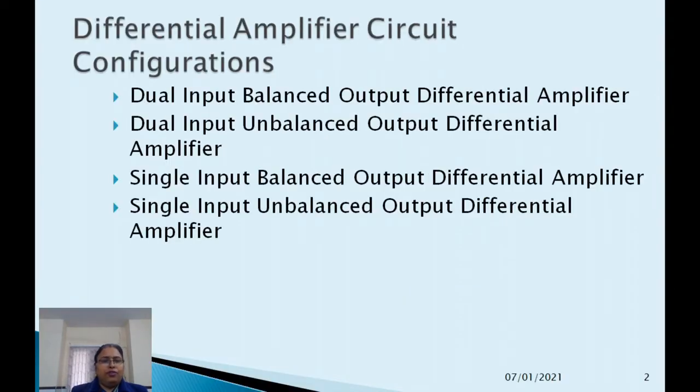These are the four configurations of differential amplifier. These first two, dual input balanced output differential amplifier and dual input unbalanced output differential amplifier, have been covered in the part 1 and part 2 videos. So in this part 3 we will be covering these last two configurations. Let us start with the first one, that is single input balanced output differential amplifier.